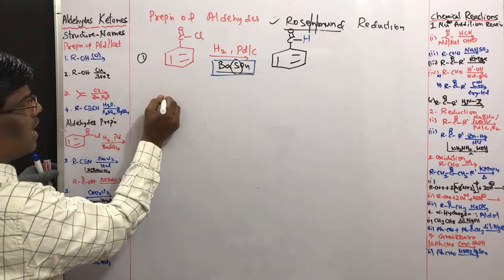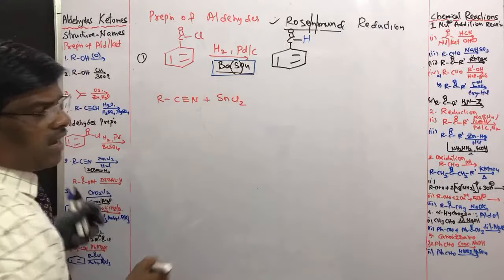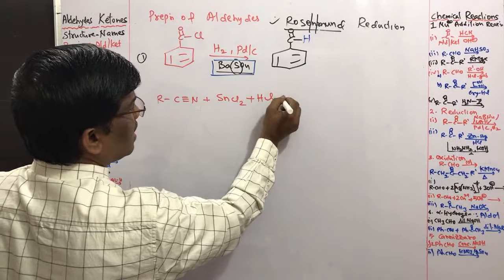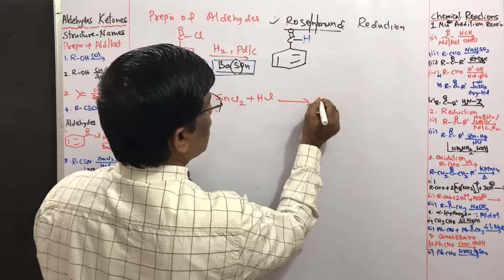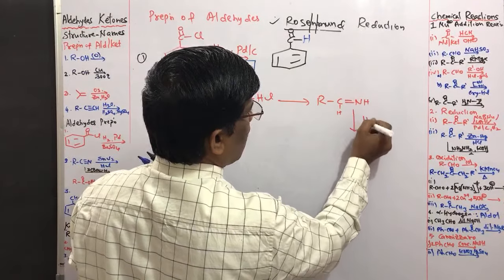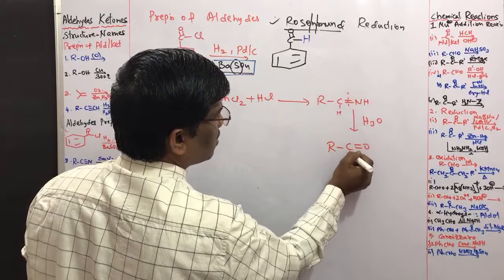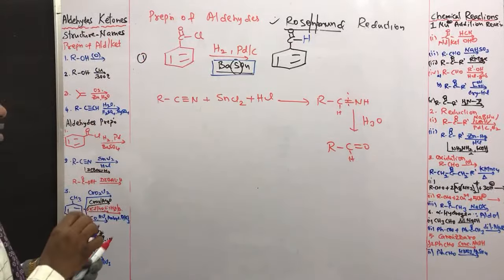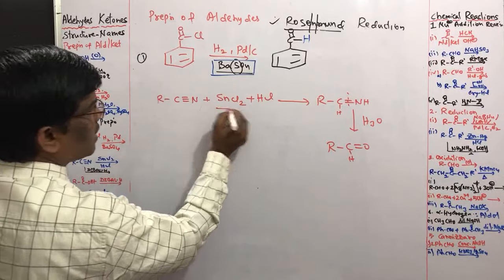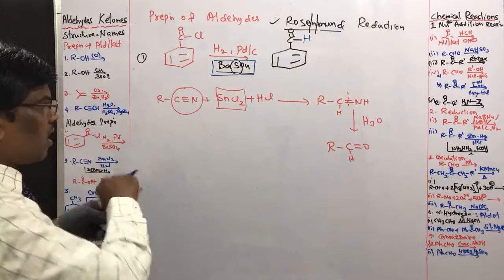Let us take nitrile, and when I treat it with stannous chloride, tin dichloride, in presence of HCl, I am going to get RCH double bond NH, which upon hydrolysis is going to give aldehydes. It is a very specific reagent where stannous chloride is going to reduce only nitriles. In this case, double bonds are intact.